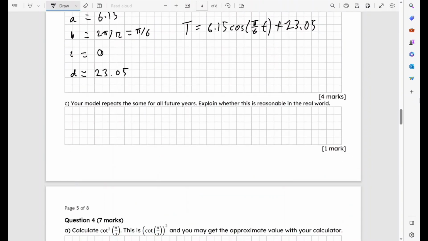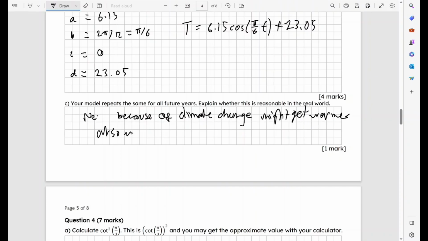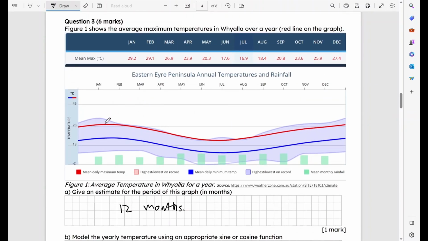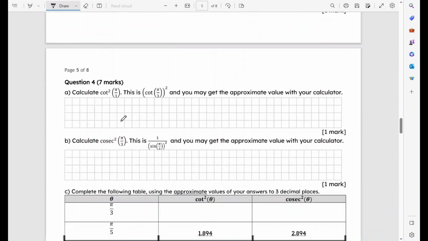Your model repeats the same for all future years, and we need to explain whether this is reasonable in the real world. No, not really, basically because of climate change, it might get warmer. Also, not all years are the same. There's something that happens every 5 or 6 years, sometimes there's a really weird year temperature-wise. I think, if I'm not mistaken, 2022 in Wyler was particularly cold. So you can't expect it to repeat exactly the same every single year. That's not realistic, but it will be roughly the same.